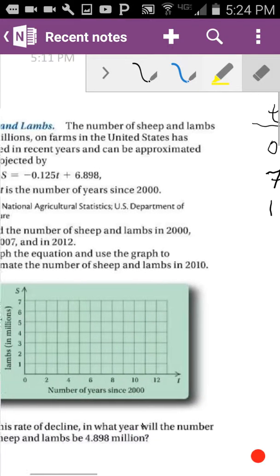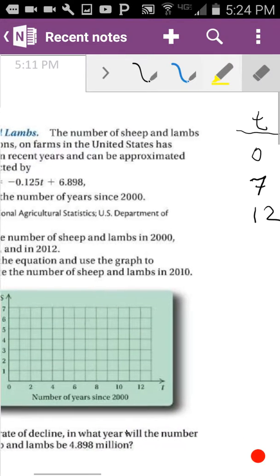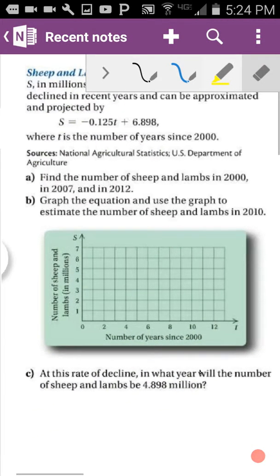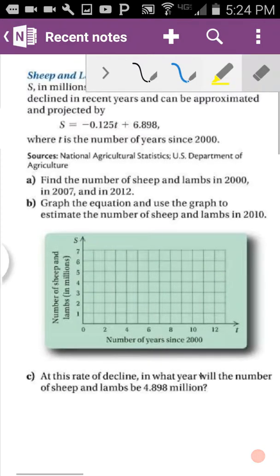And then in 2012, t would be 12, and the number would work out to be 6.773. So let's graph that.